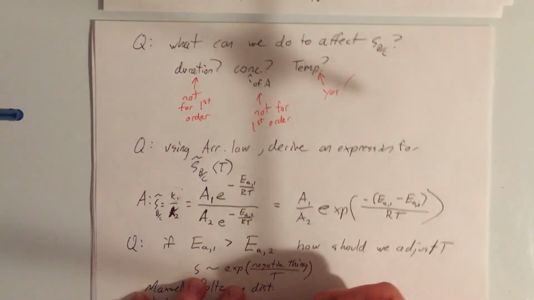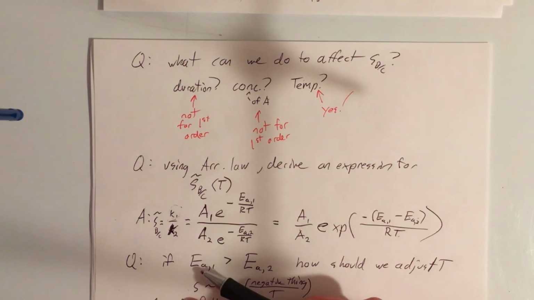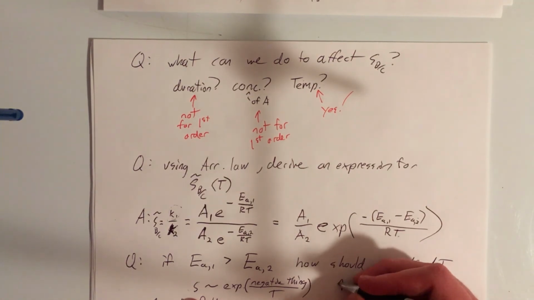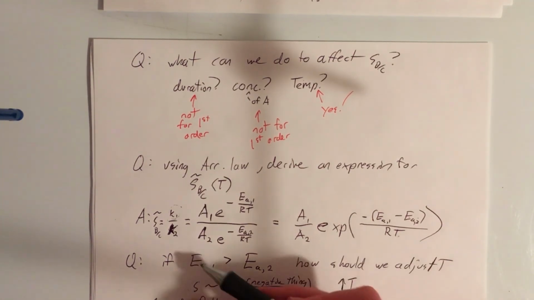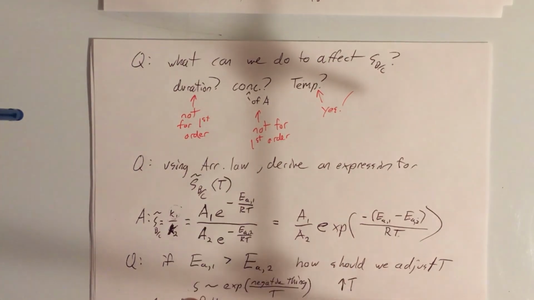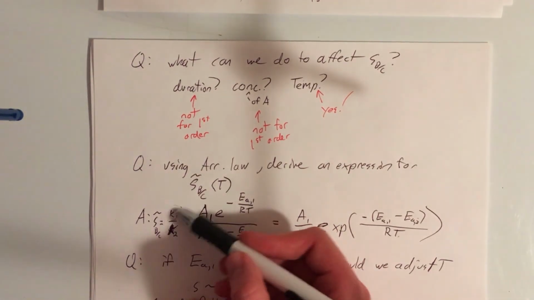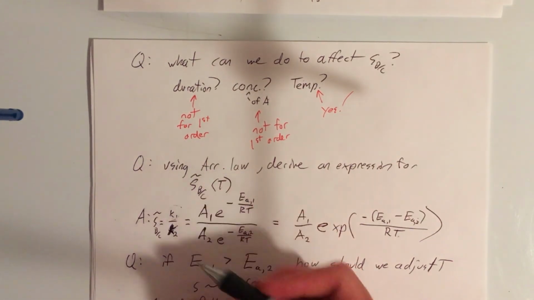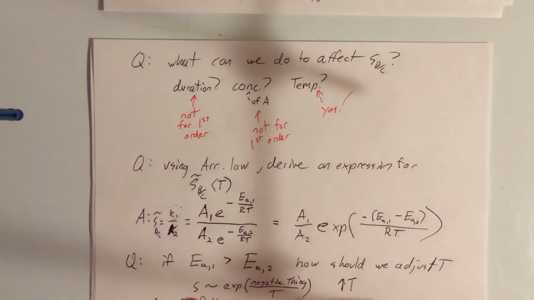So if our first activation energy is greater than our second activation energy, how should we adjust temperature? Well, in this case, we should increase the temperature to favor K1 over K2, or at least to get K1 to be higher. K1 will grow at a faster rate than K2 in that case.